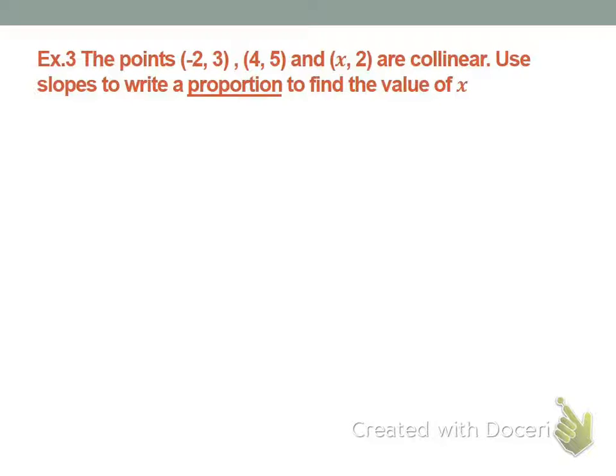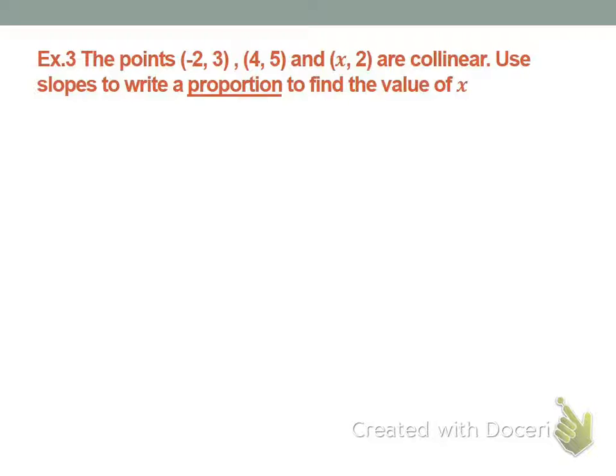Switching gears a little bit. The points -2, 3, 4, 5, and x2 are collinear, which means they're on the same line. Use slopes to write a proportion to find the value of x. Now, if these points are all on the same line, then it shouldn't matter which 2 points we take. We should always get the same slope.